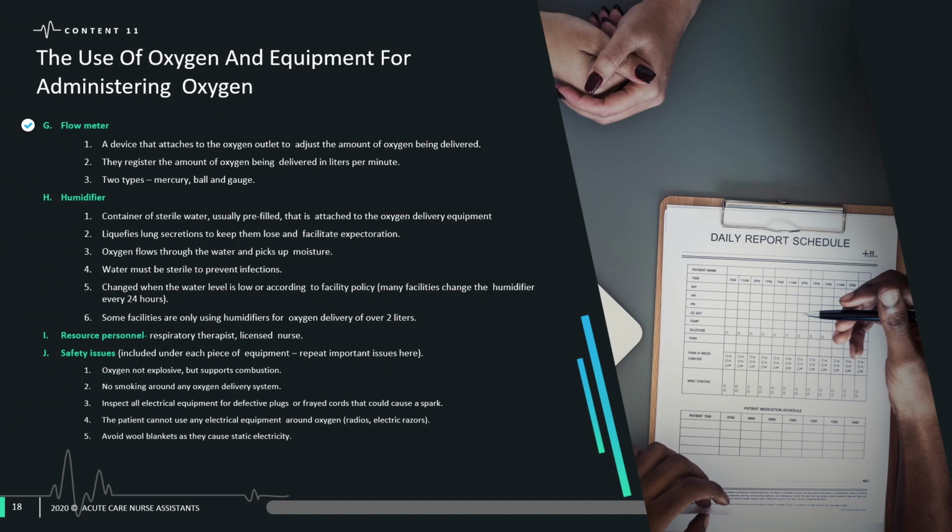Flow meter, a device that attaches to the oxygen outlet to adjust the amount of oxygen being delivered. They register the amount of oxygen being delivered in liters per minute. There are two types: mercury, ball and gauge.